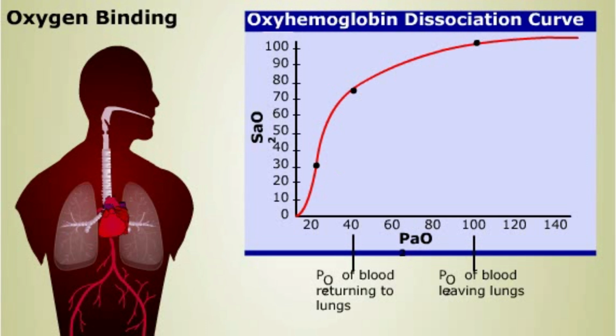By the time the blood returns to the lungs, the partial pressure is at its lowest, and the hemoglobin is ready to associate with more oxygen molecules by diffusion across the alveoli. Once the blood leaves the lungs, the hemoglobin is about 100% saturated with oxygen again.